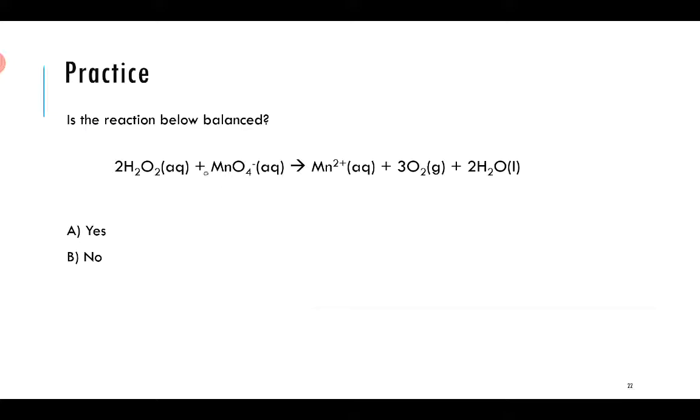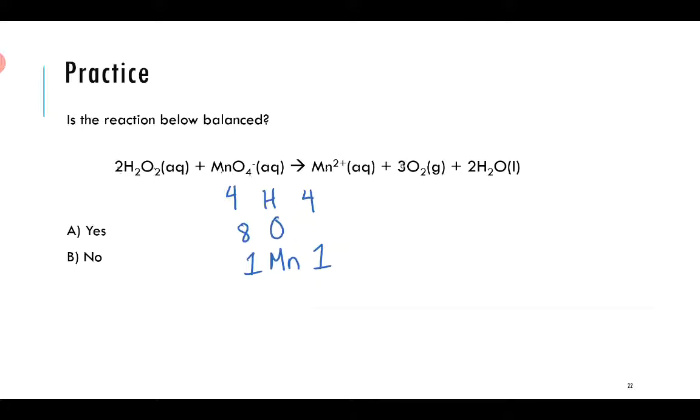So let's start by counting how many hydrogens we have on both sides of the equation, how many oxygens we have on both sides, and how many manganese we have. On the reactant side, we have 4 hydrogens, and on the product side, we also have 4 hydrogens. We have 1 manganese, and we have 2 times 2, which is 4 oxygen, plus 4 more oxygen, and so that's 8.